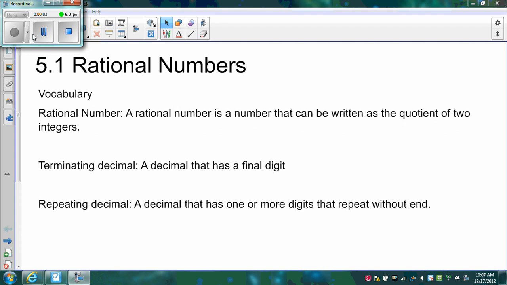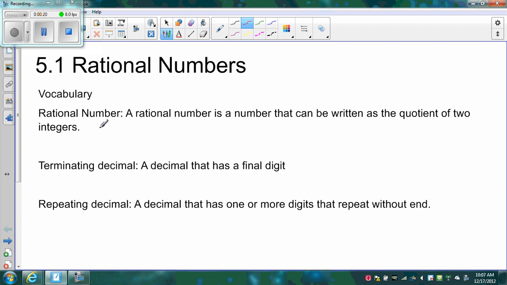This lesson is on Chapter 5, Section 1, which is rational numbers. The first thing we need to do is go over a few vocabulary words. So, the first is, what is a rational number? A rational number is a number that can be written as the quotient of two integers, meaning whole numbers, no decimals.